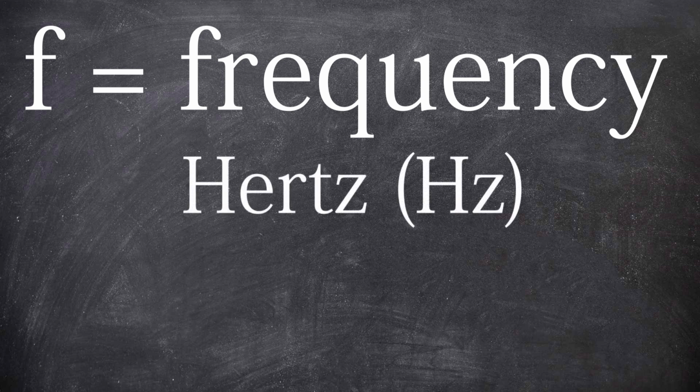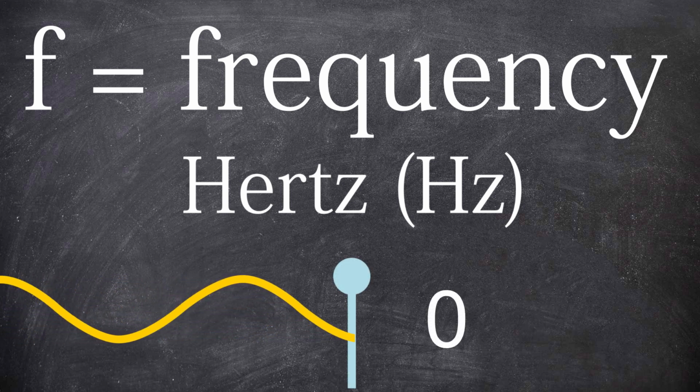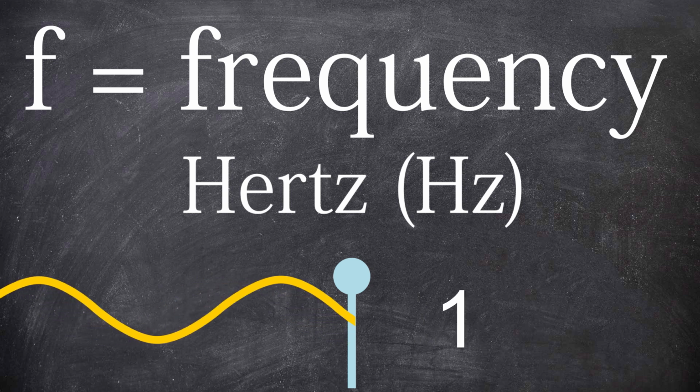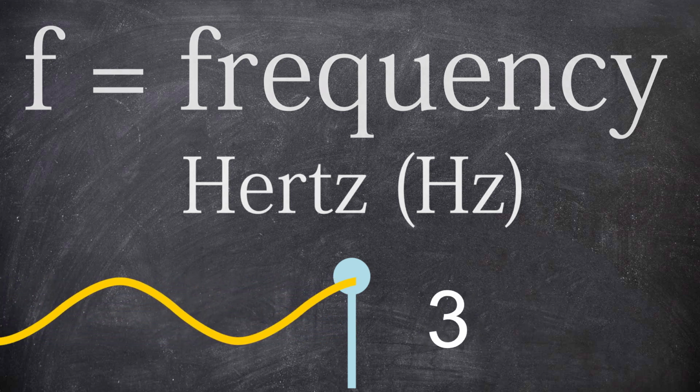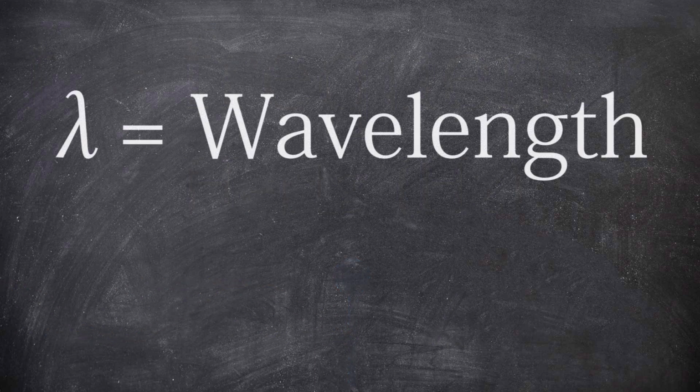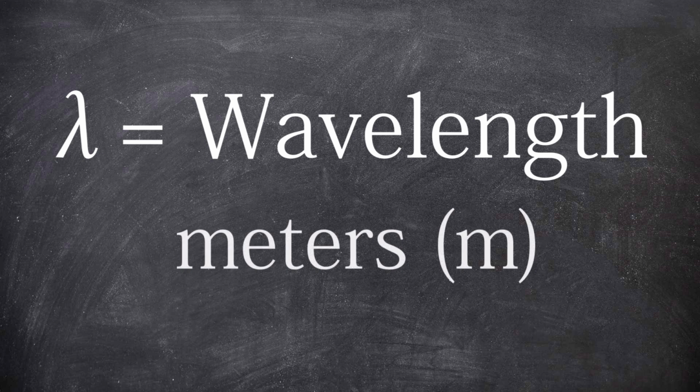This is measured in hertz. For instance, if 10 waves pass you in 1 second, then the frequency of the wave is 10 per second, or 10 hertz. And finally, lambda. Lambda is the length of the wave. It's the wavelength as we saw on the oscilloscope. And the wavelength is measured in meters.